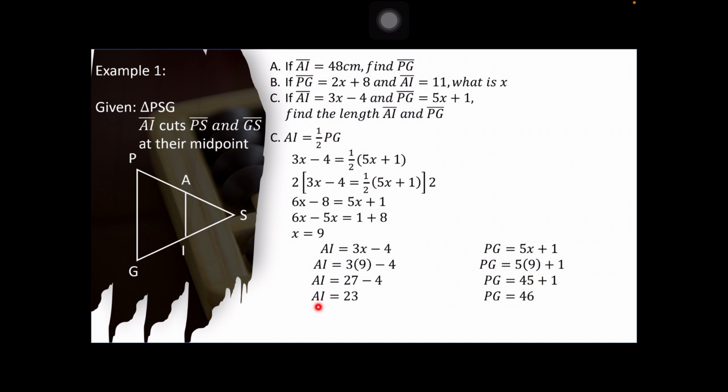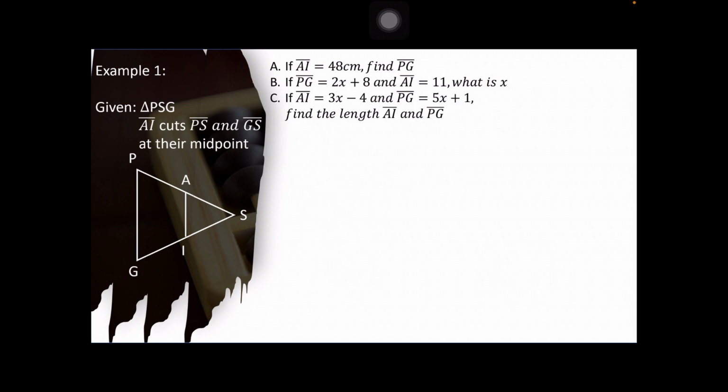Then, the final answer is segment AI is equal to 23. Then, segment PG is equal to 46. Kung mapapansin nyo, ganun pa din. Kalahati pa din ng PG ang ating AI. Ayun po. Ayun po ang example natin tungkol sa triangle midline theorem.